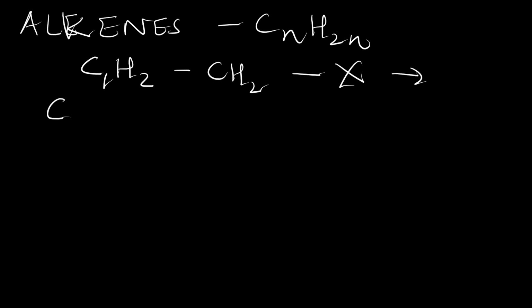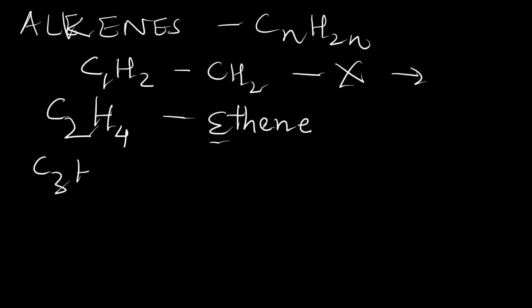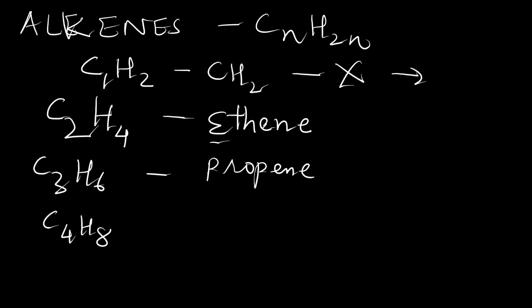So we start from the second carbon. If you put 2 carbon atoms, the formula would be C2H4. And as it has 2 carbon atoms, it is called eth, and the suffix is -ene, ethene. If it is C3H6, it is propene. If it is containing 4 carbon atoms, it will be called butene.